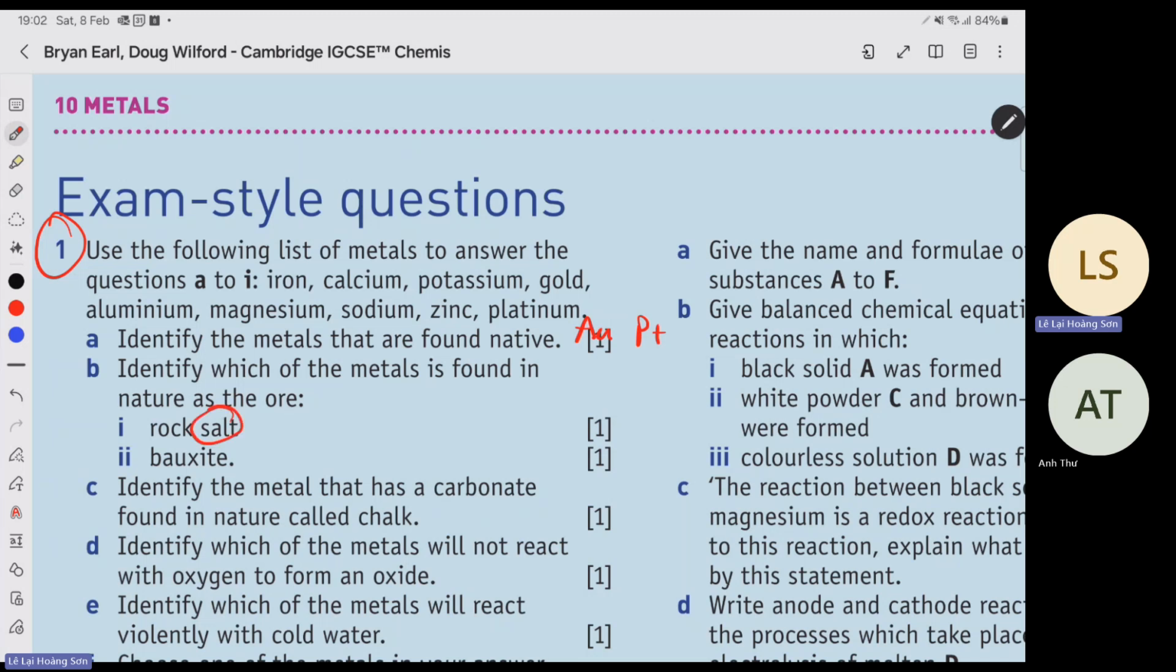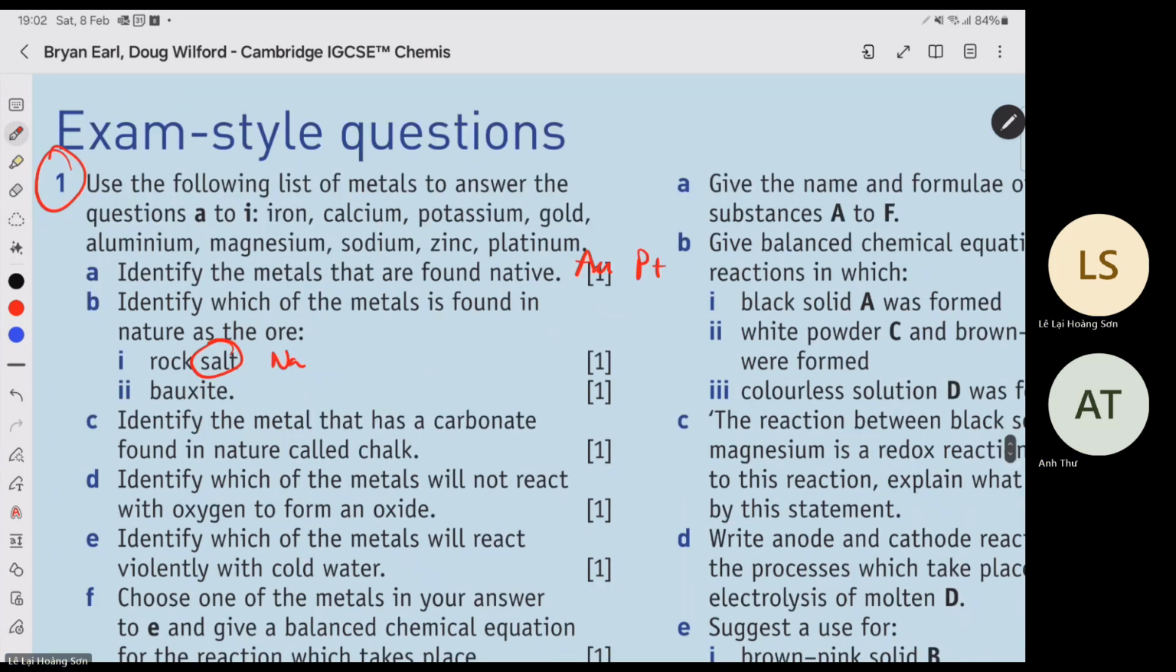Identify the metal that can be found as the ore rock salt. Rock salt is essentially salt. So what's that? Sodium. Yep, sodium. How about bauxite? It's aluminum. Good. Metal in chalk? Calcium. Yep.